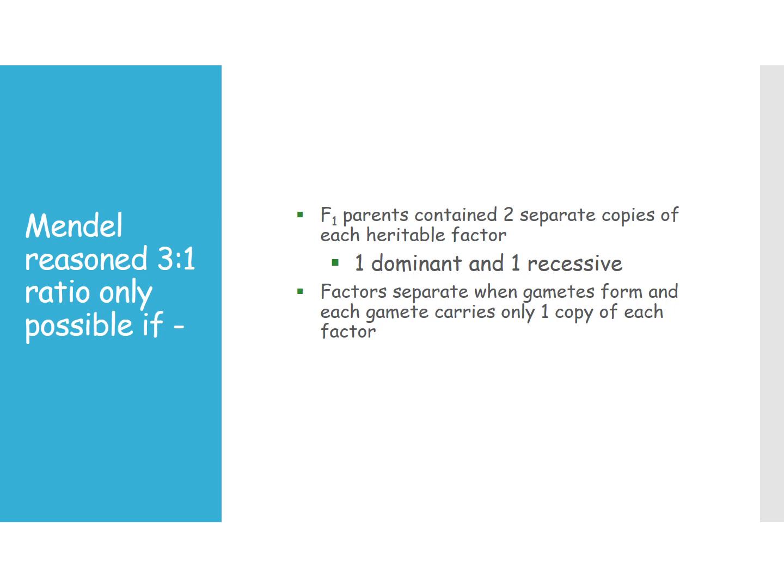Given this 3-to-1 ratio of purple flowered plants to white flowered plants, Mendel reasoned that this is only possible if the F1 parent had 2 copies of each of these heritable factors, one for white flowers and one for purple, and that one of the factors was dominant and the other was recessive. These factors separate when gametes are formed, which means each gamete, either sperm or egg, contains only 1 copy of each factor.